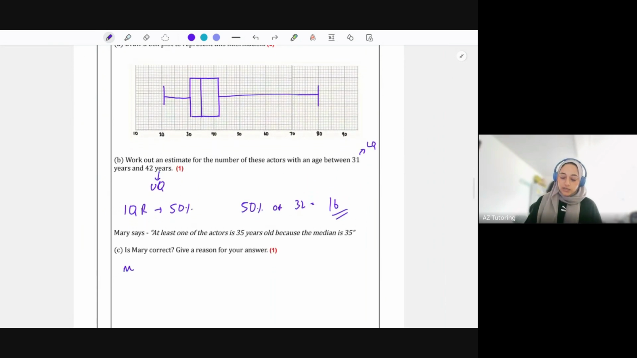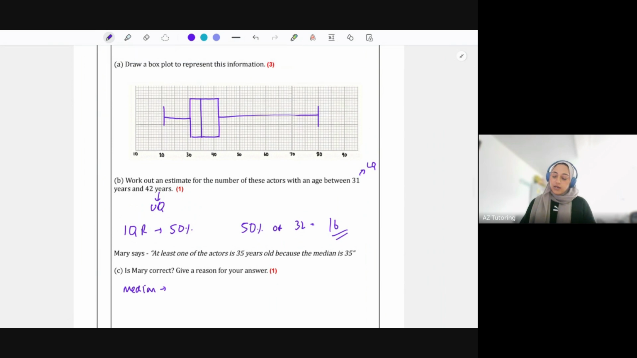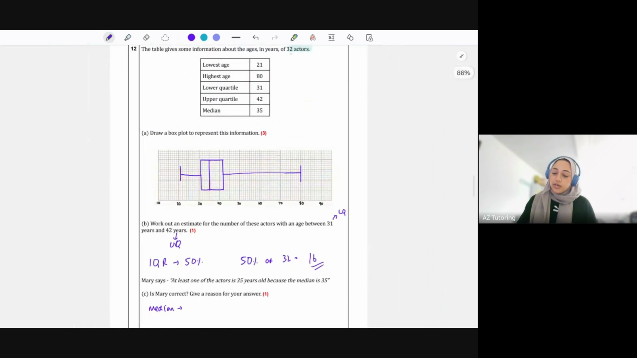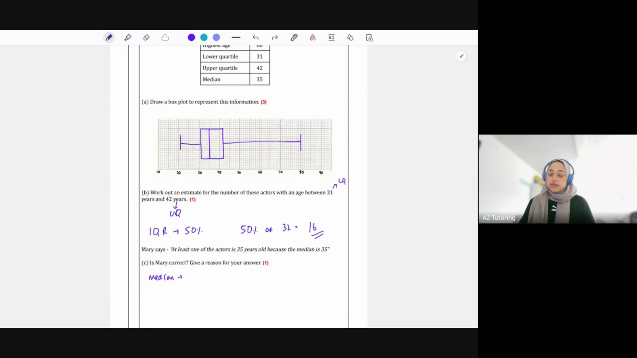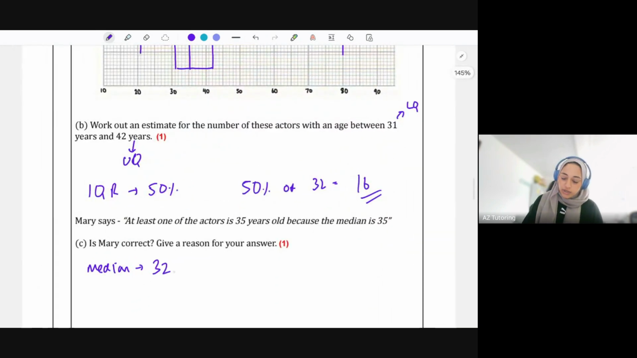Well, to work out the median, we're basically finding the middle number. And because we've got 32 actors altogether, to find out the middle, we do 32 actors plus 1 divided by 2. So that's 33 divided by 2. So we're going to get a decimal answer. We get 33 divided by 2. That gives us the 16.5th number.